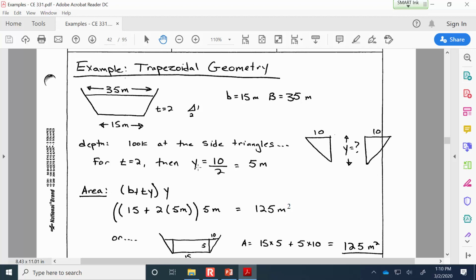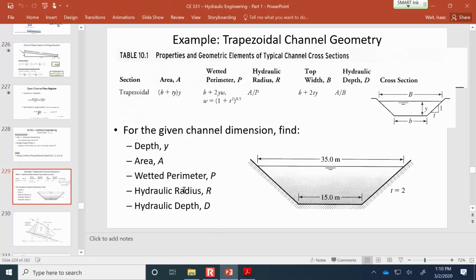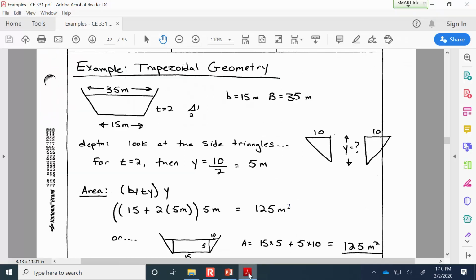And so therefore we can find that y is 5 because it's the same, 10 is to 2 as the height y is the vertical component. So that gives us the depth of flow. And if we know now the depth of flow, all of the other parameters like the area, wetted perimeter, hydraulic radius are dependent on the depth. So let me pause for a little bit longer this time, calculate the wetted perimeter, hydraulic radius, and hydraulic depth D.